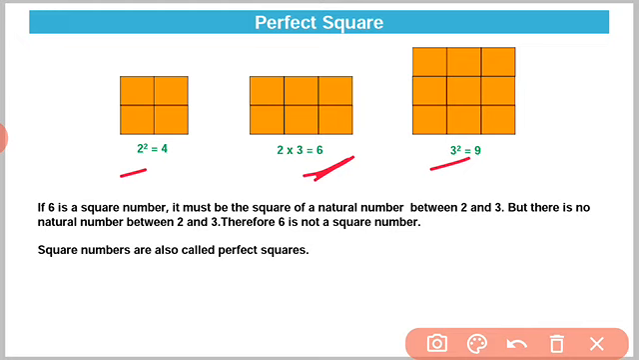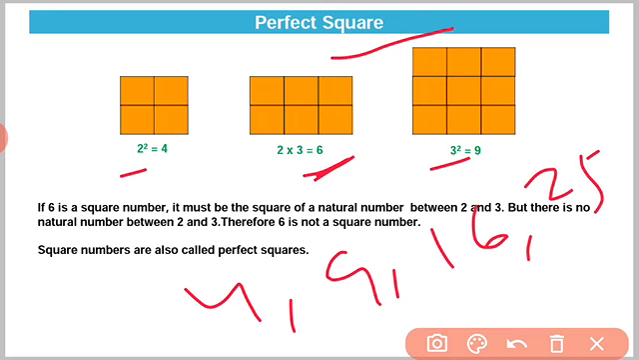So square numbers are also called perfect squares. That means 4, 9, 16, 25, 36, etc. are perfect squares, which are the product of a number with itself.